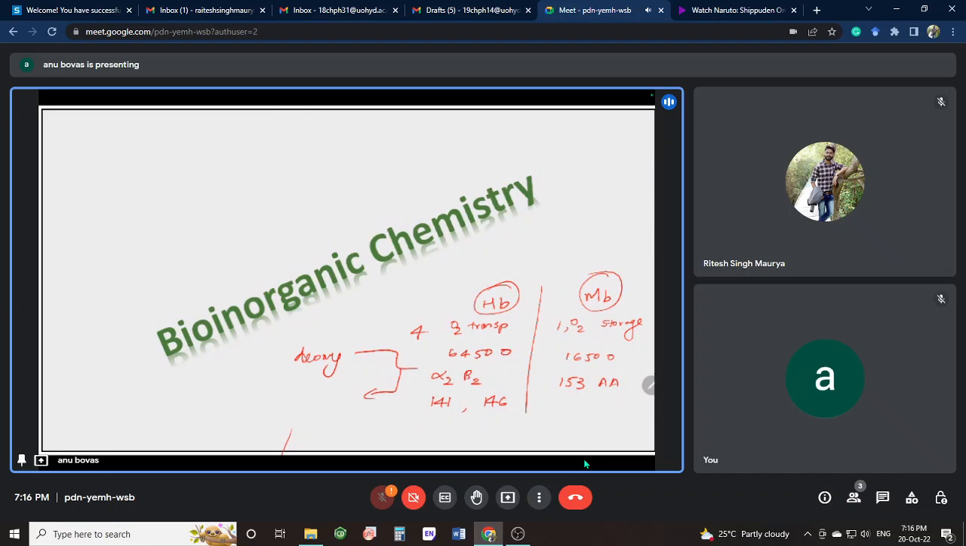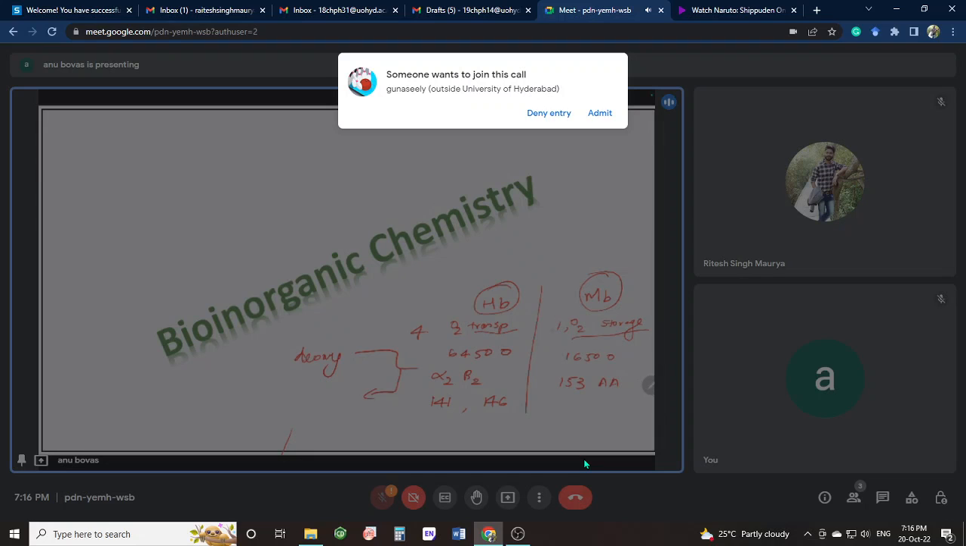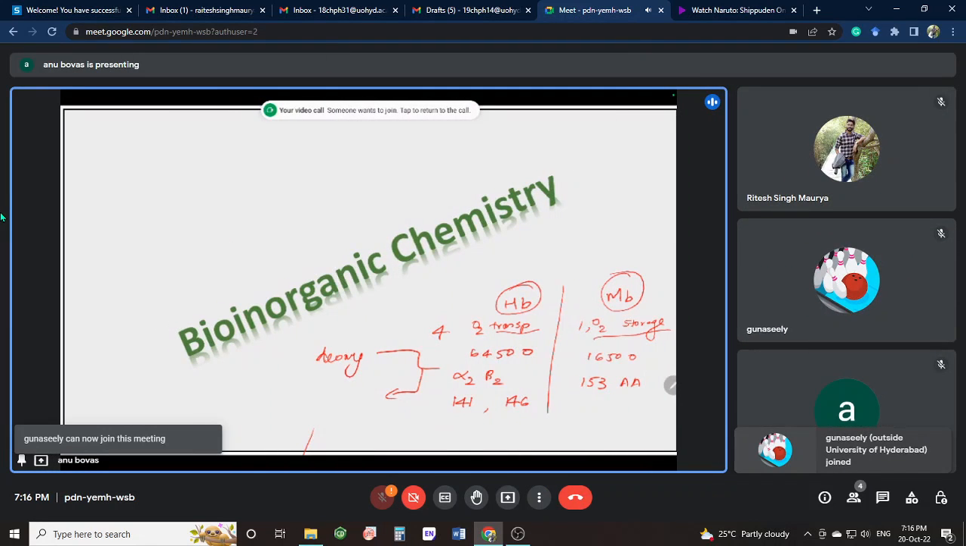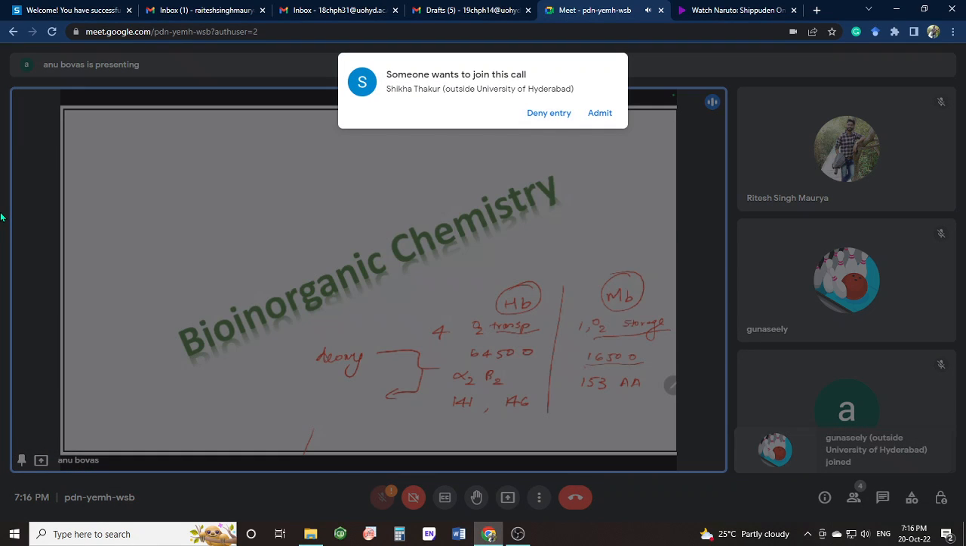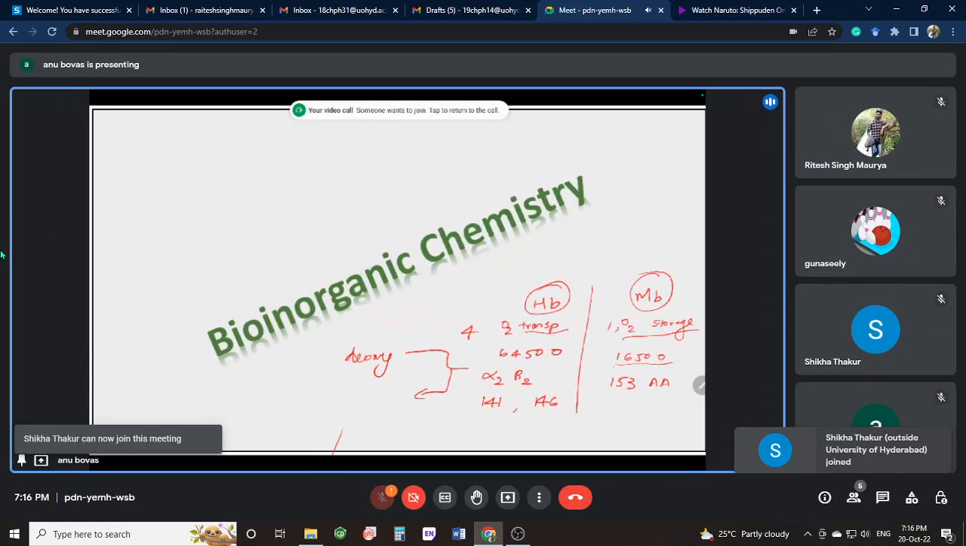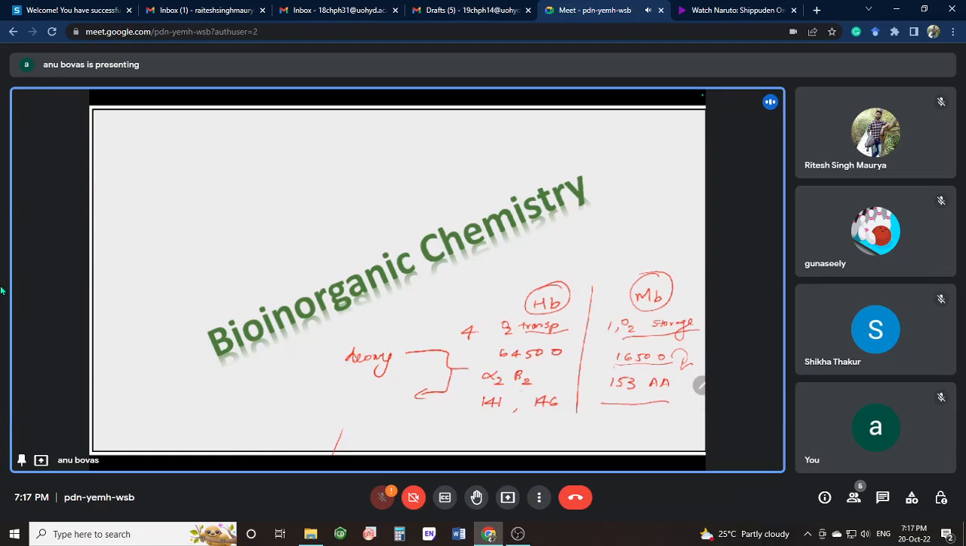Hemoglobin and myoglobin have a porphyrin ring system. Hemoglobin carries 4 oxygen molecules, and oxygen transport is its function. Myoglobin's function is oxygen storage, and it stores 1 oxygen per myoglobin. The molecular weight is 16,500 for myoglobin and 64,500 for hemoglobin. Myoglobin has a single helical chain with 153 amino acids, whereas hemoglobin is alpha 2 beta 2 with 141 and 146 amino acids. So this is about hemoglobin and myoglobin.